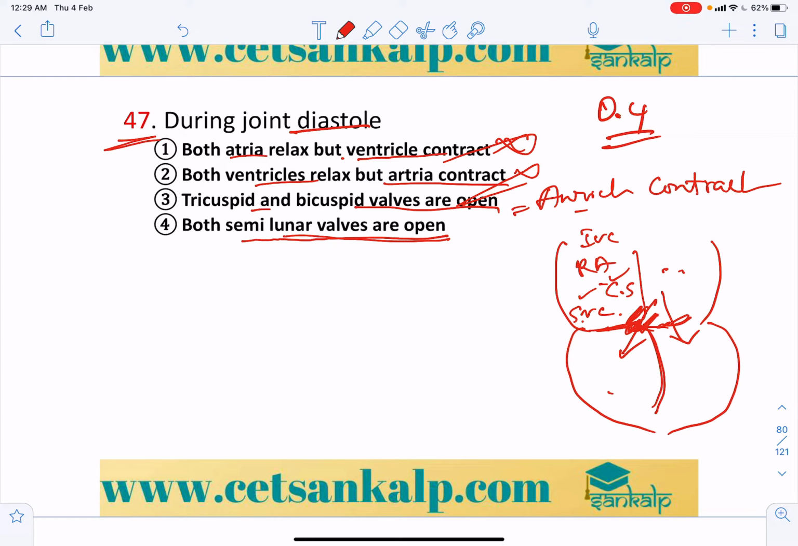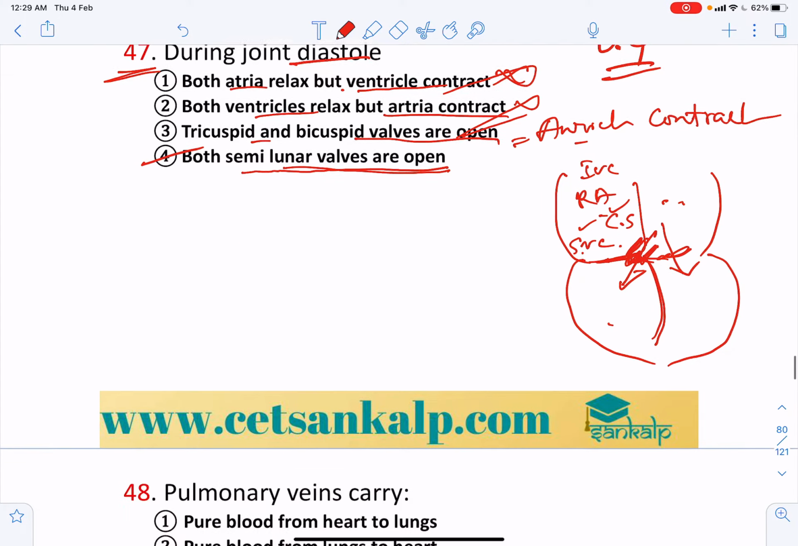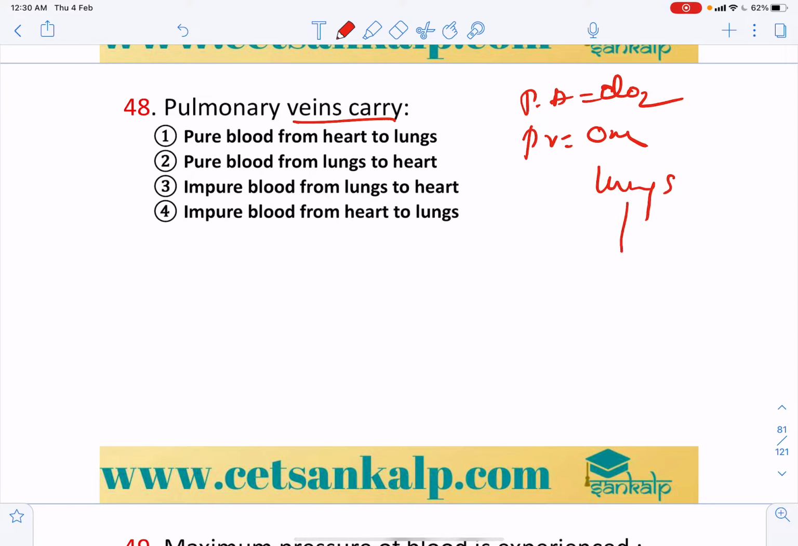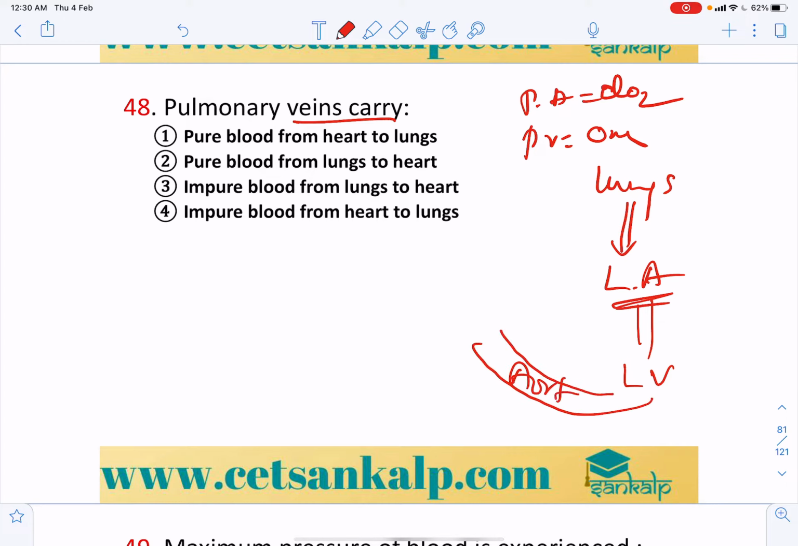Both semilunar valves are open. Next, pulmonary veins. What do they carry? I already mentioned the pulmonary artery, the exception, which carries deoxygenated blood. The pulmonary vein carries oxygenated blood from the lungs to the left auricle, and then it moves to the left ventricle and is pumped through the aorta to all parts of the body.